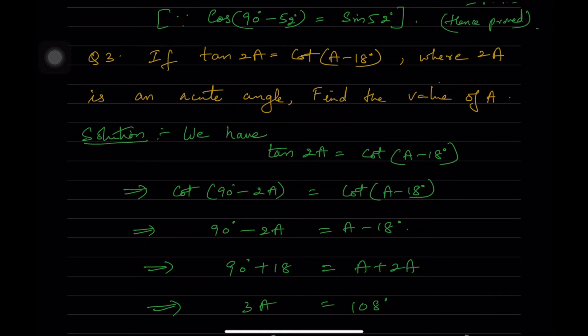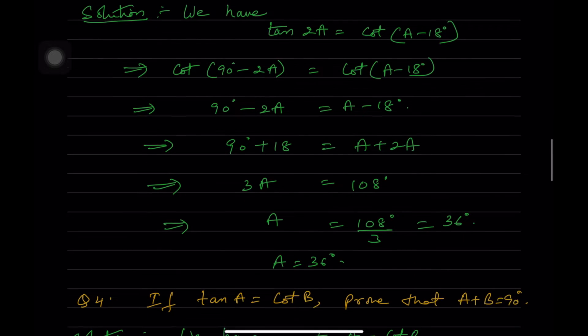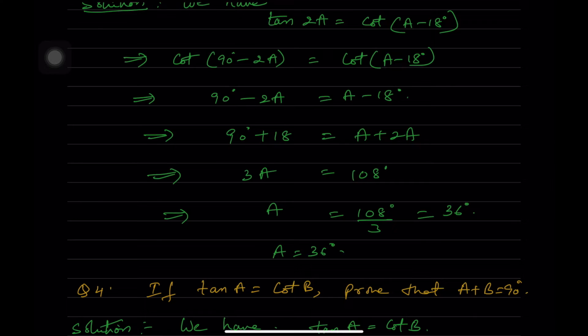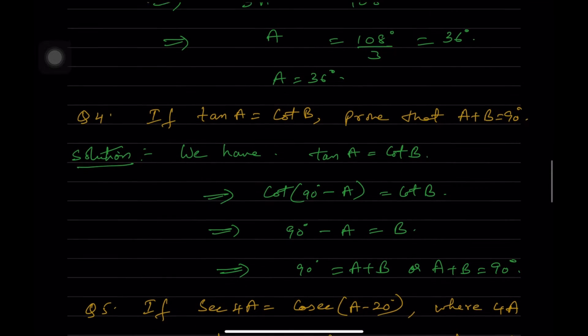So I am writing it as cot of 90 minus 2a is equal to cot a minus 18. Cot, if you remember, you can only equate the angles, that is 90 minus 2a is equal to a minus 18. So 90 plus 18 is equal to a plus 2a. 3a is equal to 108. A is equal to 108 by 3, which is 36. So therefore you are getting a is equal to 36.